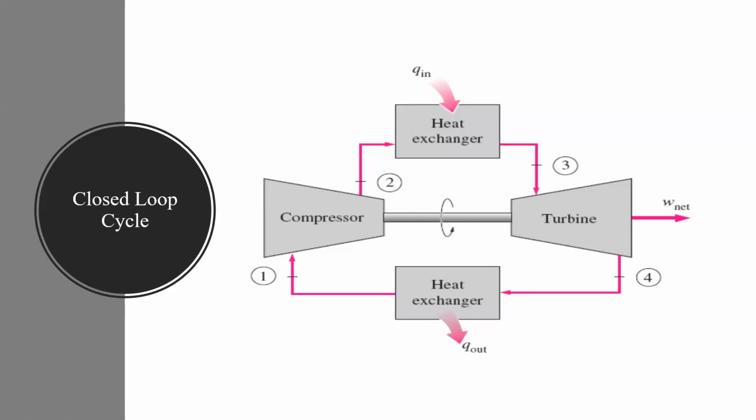Let's understand the working. Everyone, carefully observe this diagram, and you will find the difference. What is the difference between closed loop and open loop? First we understand the components. This is your compressor, this is your heat exchanger, this is your turbine, and this is again your heat exchanger. Here I use two heat exchangers.